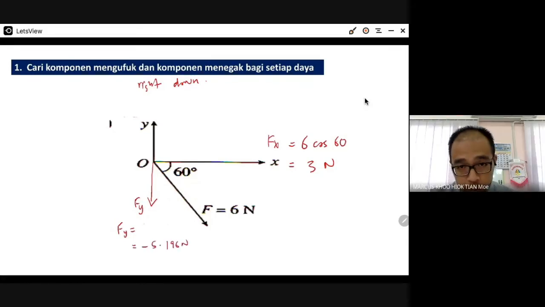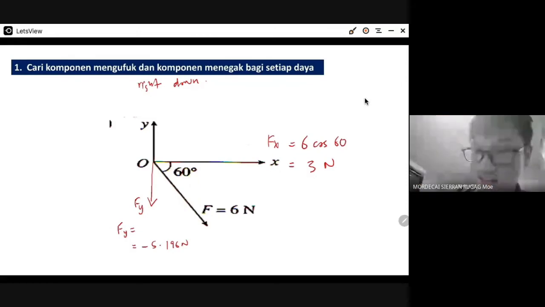Before this, what should I have written? 6 sin 60. Negative 6 sin 60. Good, thanks. Sorry, animation galore. Since it is negative 6 sin 60, that's why you get negative 5.196. Don't worry, it's fine, as long as you know that you may have to change the positive to negative.